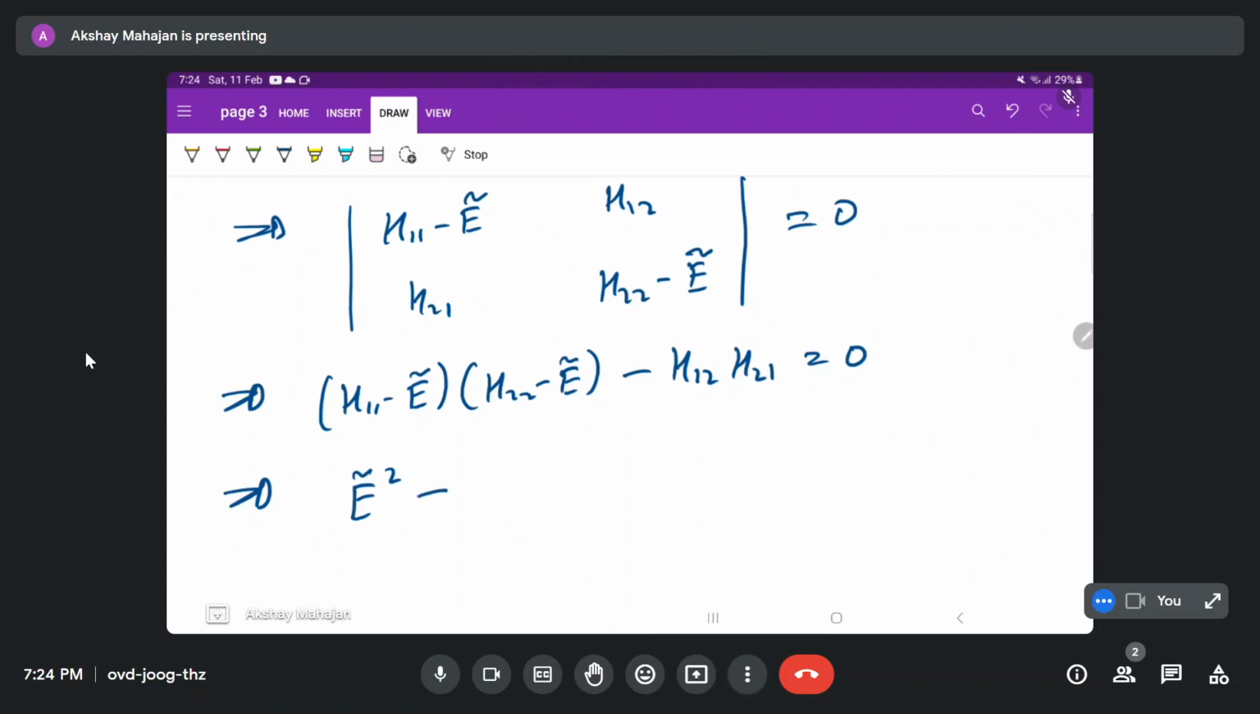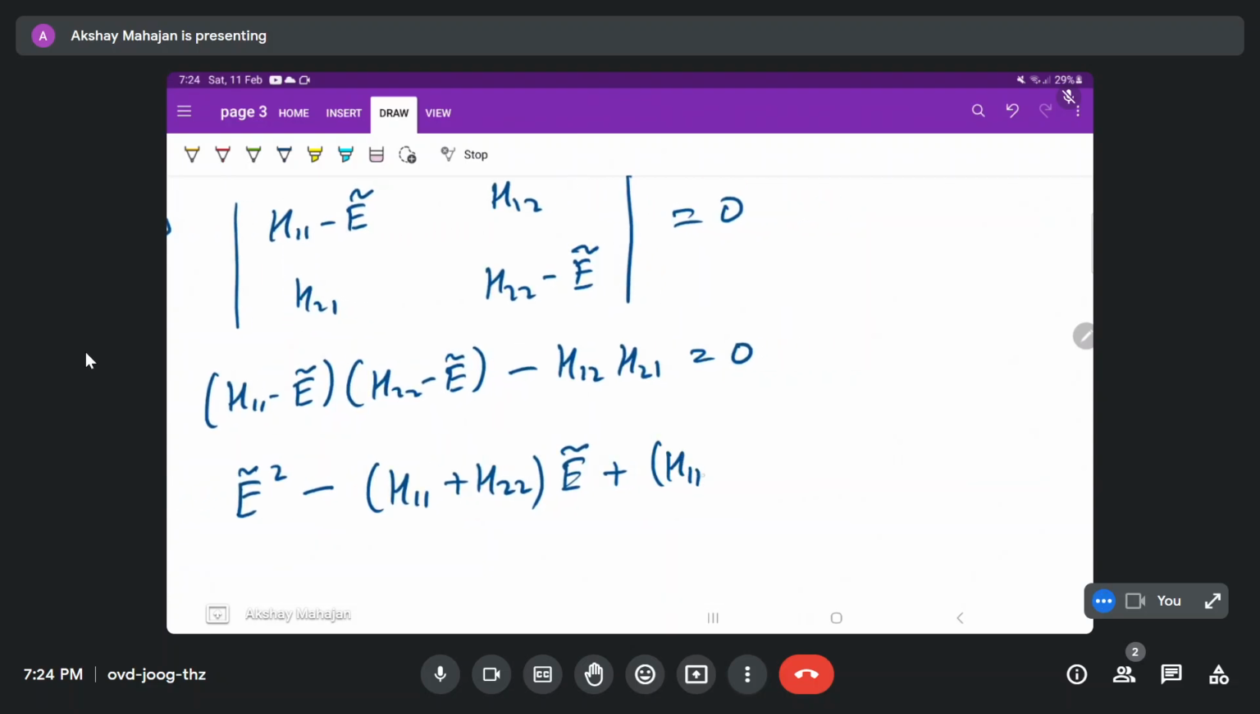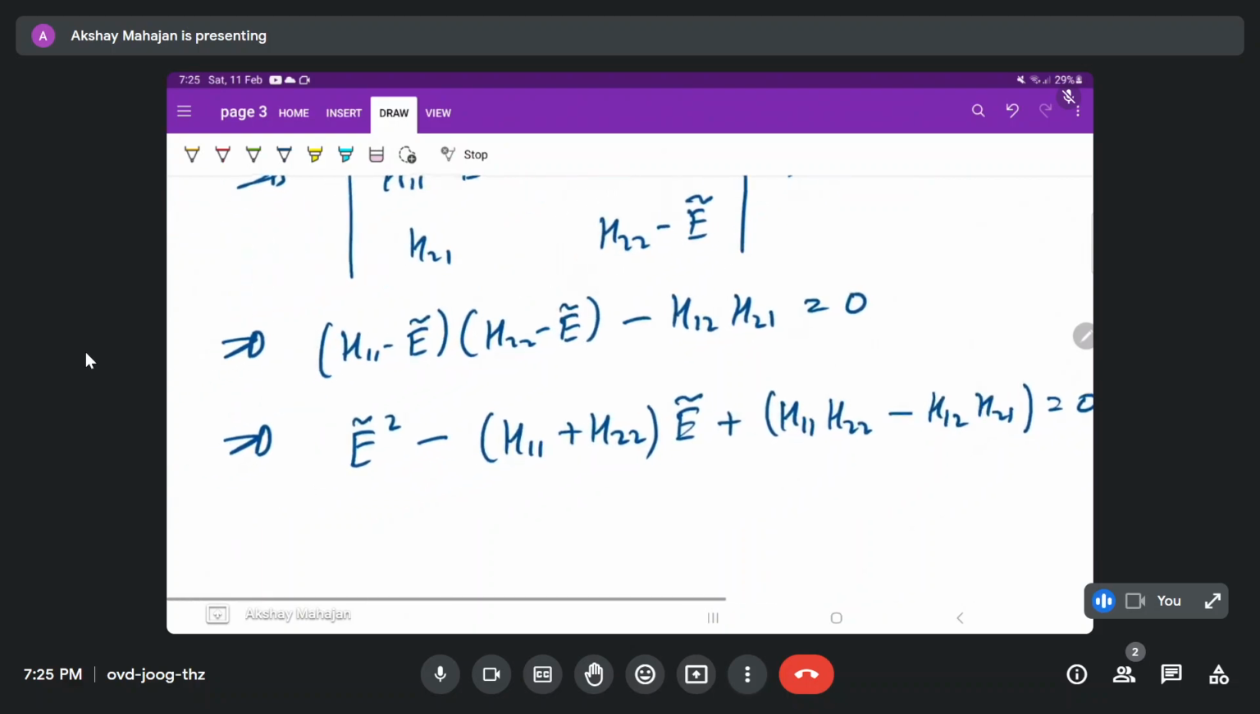E tilde square minus (H11 plus H22) times E tilde plus H11 H22 minus H12 H21 equals 0. Okay, now we have this H11, H22. Let me just check once.